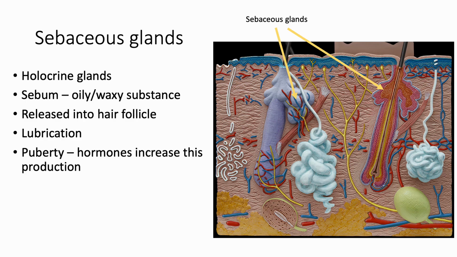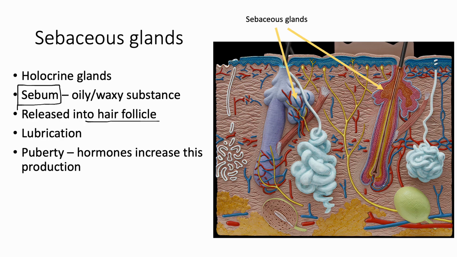All right, our sebaceous glands, sometimes called holocrine glands, produce something called sebum. Okay, and this sebum is not water. It's actually an oily or waxy or hydrophobic substance. It is not released directly onto the surface. It's released also onto a hair follicle.